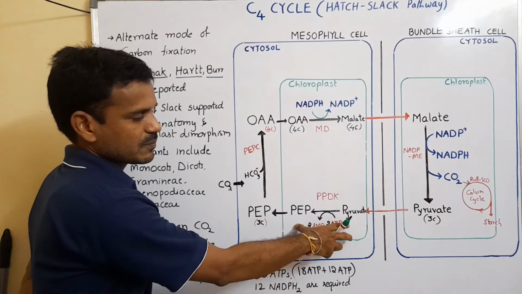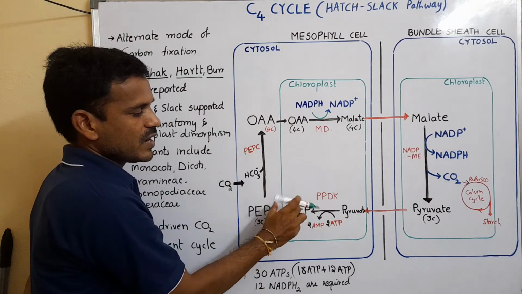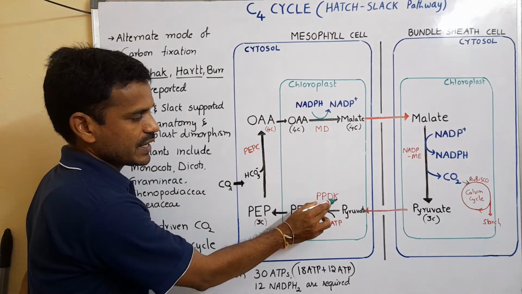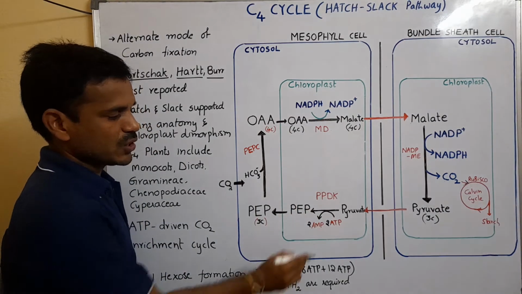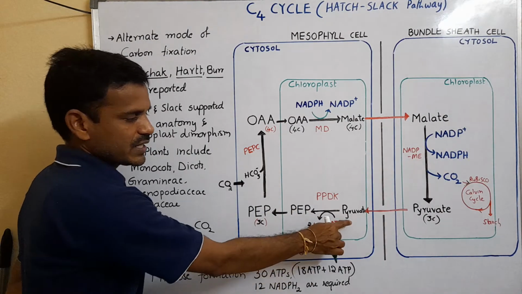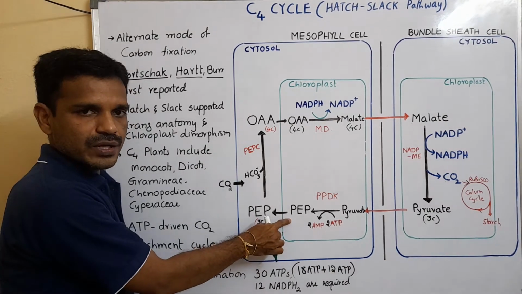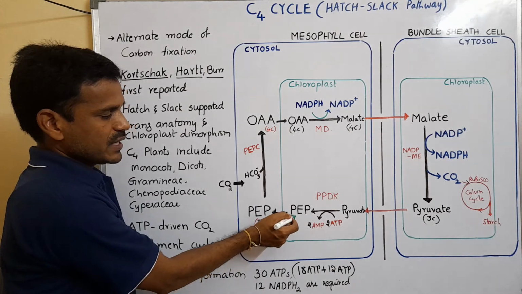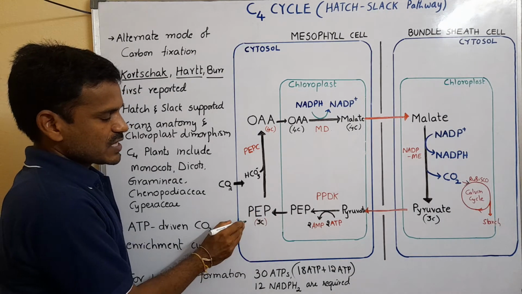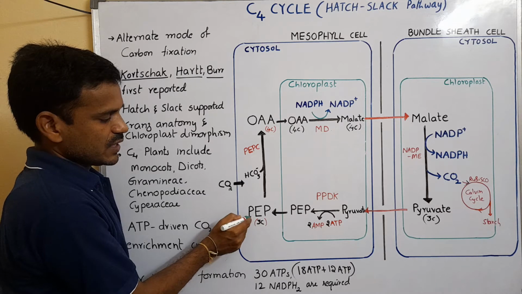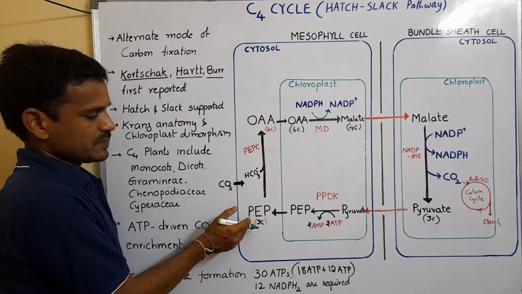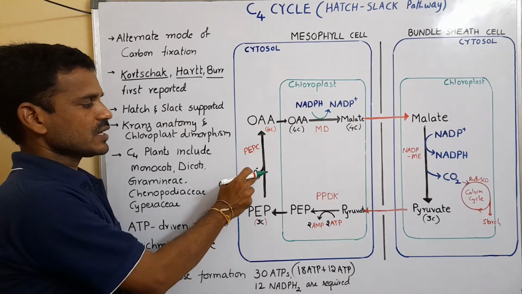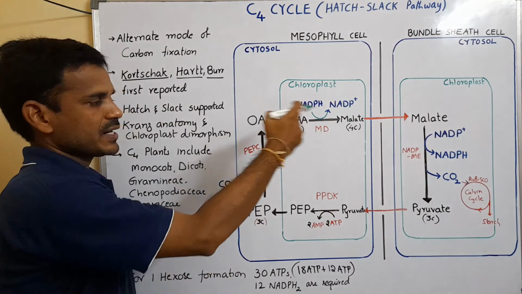This step is taking place in the presence of phosphopyruvate dikinase enzyme. Phosphopyruvate dikinase enzyme is catalyzing this reaction. Here 2 ATPs are consumed. Pyruvate is converted into phosphoenol pyruvate. Next, phosphoenol pyruvate enters the cytoplasm of the mesophyll cell. Now again it is fixing the carbon dioxide. So it is taking place in a cyclic manner.